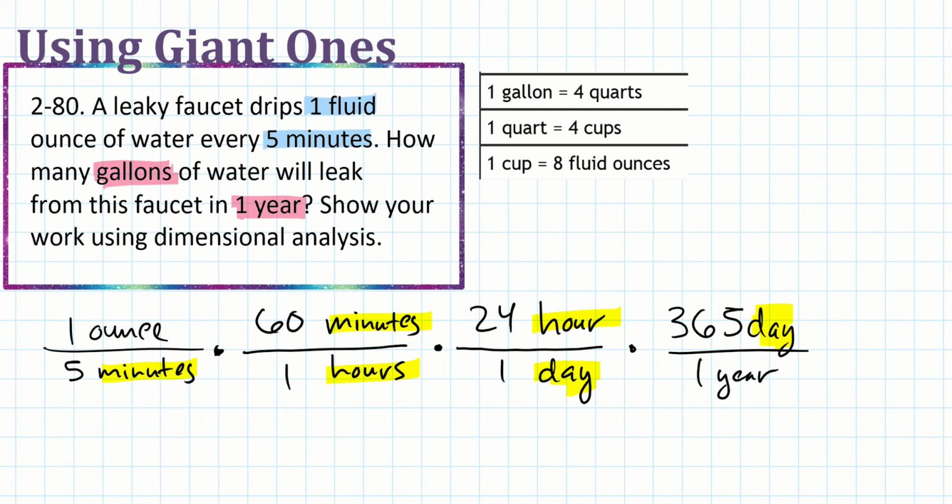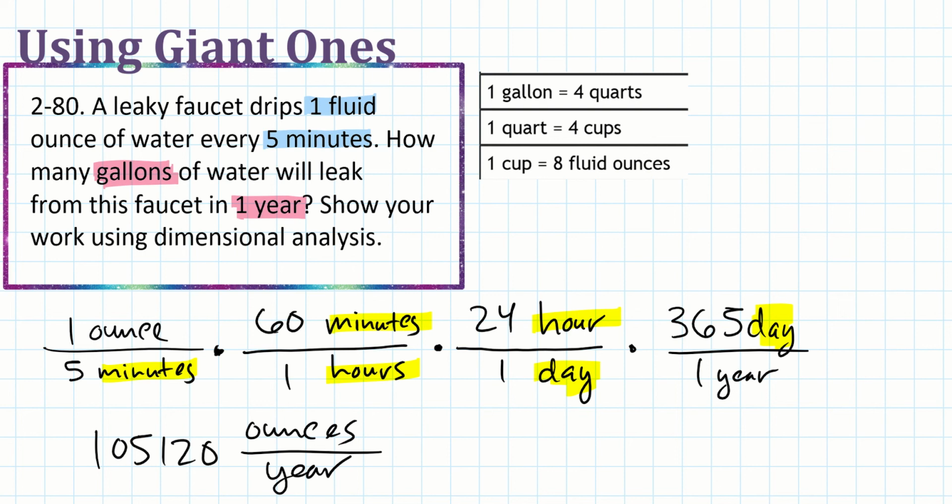In my numerator, I've got a 60. So I'm going to multiply 60 times 24 times 365, and I have to divide that by 5. So what I have right now is 105,120 ounces per year. So I was able to take care of the time part.